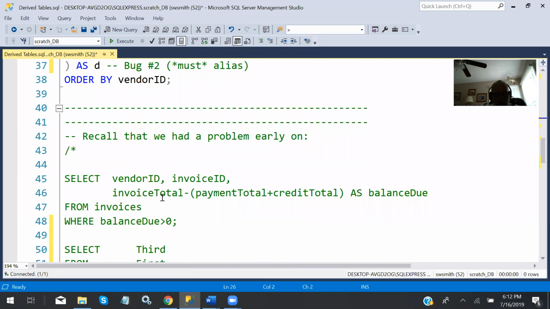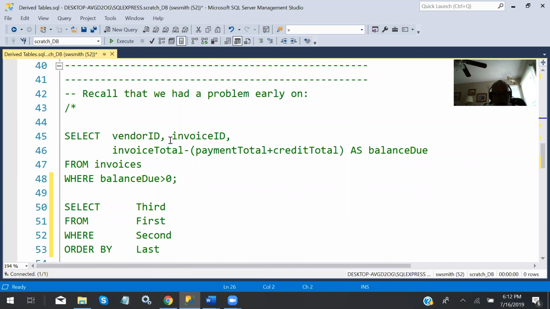Hey, let's go back. Let's revisit this problem we had early on. We wanted to do something like this. Remember the old balance due? Invoice total minus payment total plus credit total. We're going to be seeing that guy for a while because it makes a real nice derived field. You could have said invoice total minus payment total minus credit total, or there are other ways you could have done it, but that's the simplest. And we give it the name balance due.